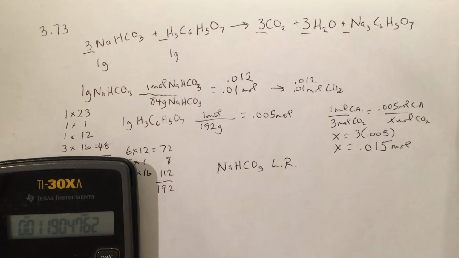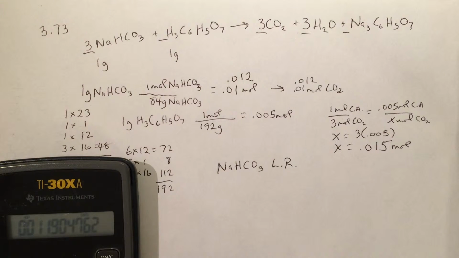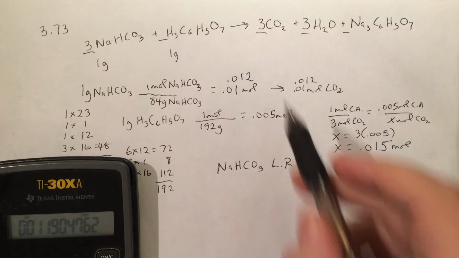So what else are they going to ask us? They're probably going to ask how much is left over of my excess, how much I can make of a certain thing. So let's do this again. So the number B says, how many grams of carbon dioxide form? That's good. That's what we wanted.